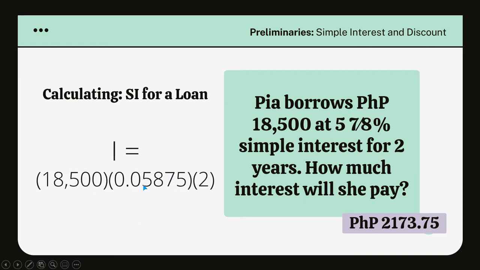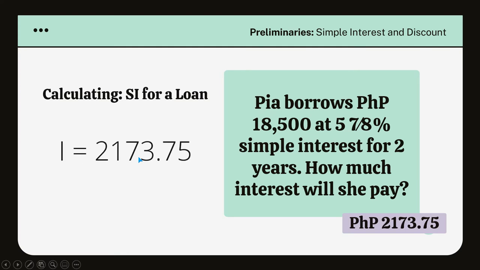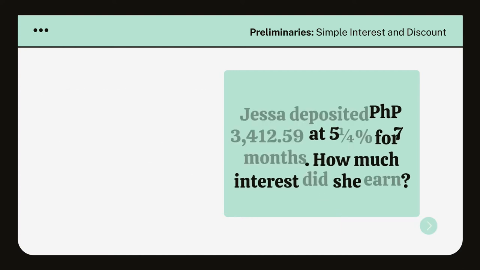Since you already know the rate, here's the time, here's the 18,500, which is your principal. And for us to get the interest, use your calculator, multiply them all together, and you will get 2,173.75. All right, so here's the next question.